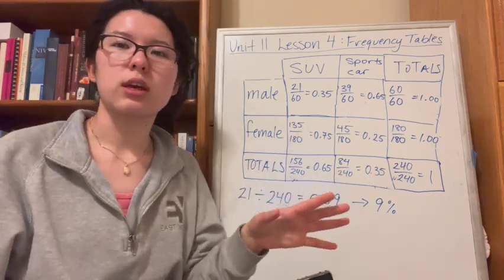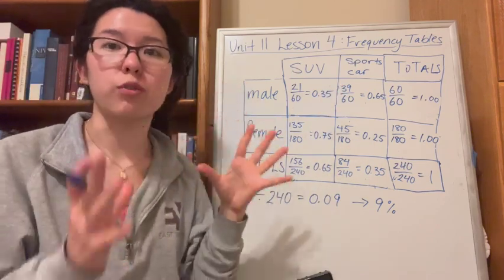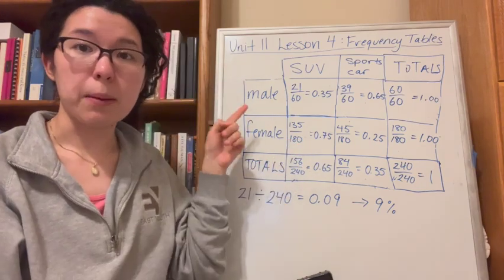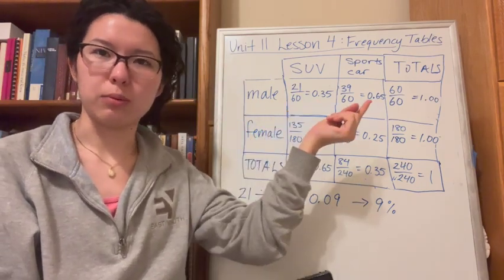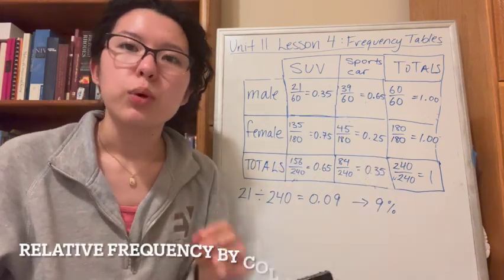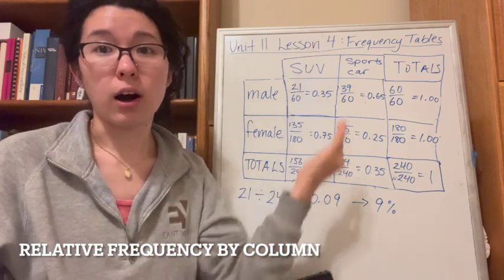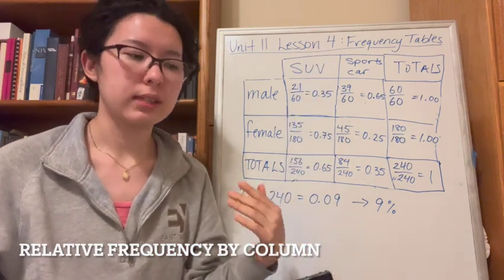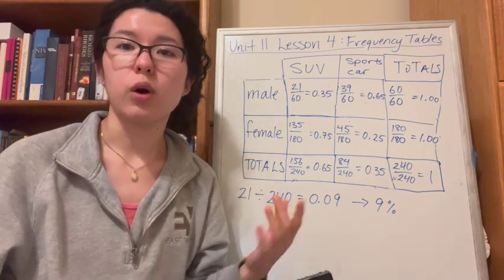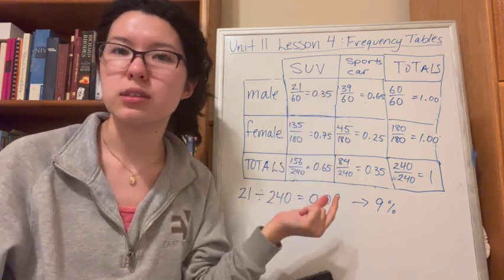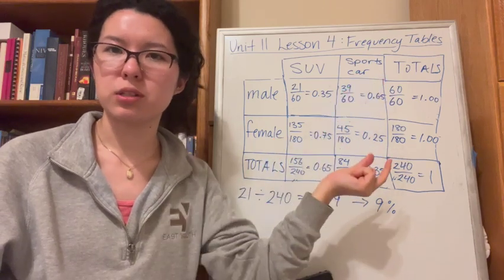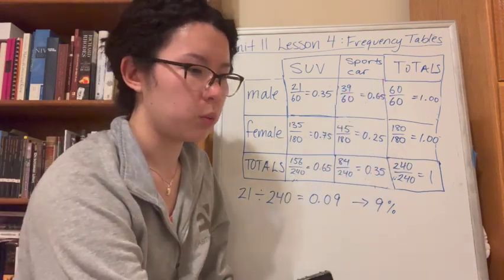So if we do this by row instead of for the overall table, what this shows us is how the genders were split. It shows us among all men how many wanted SUV and how many wanted sports car. Among all women, how many wanted SUV, how many wanted sports car. The other way we can organize this data is by column totals. So if we wanted to calculate the relative frequency for columns, the question we'd be answering would be, among people who like SUVs, how many were men, how many were women? And then among people who like sports cars, how many were men and how many were women?